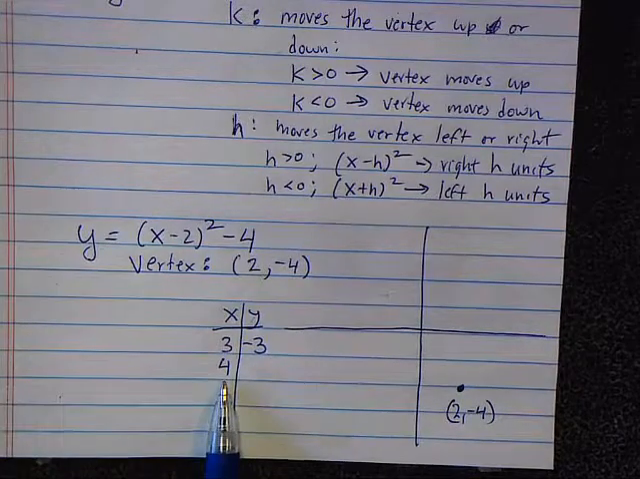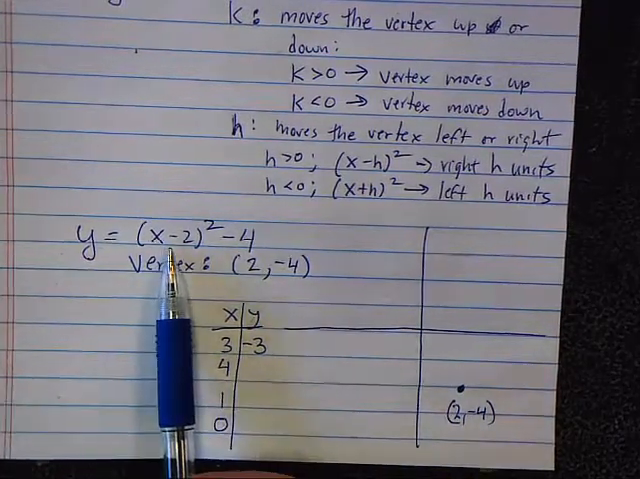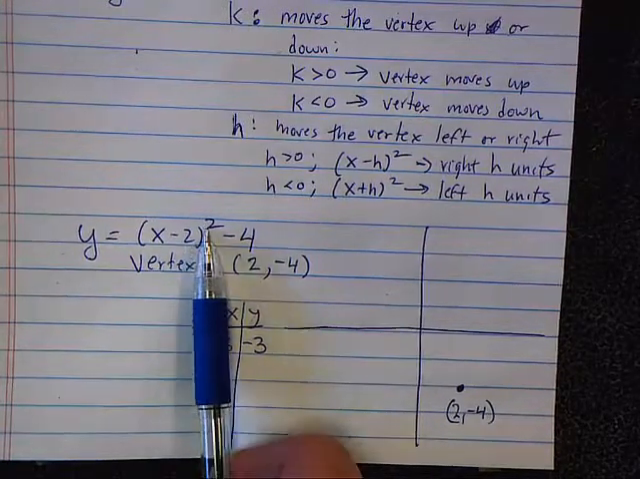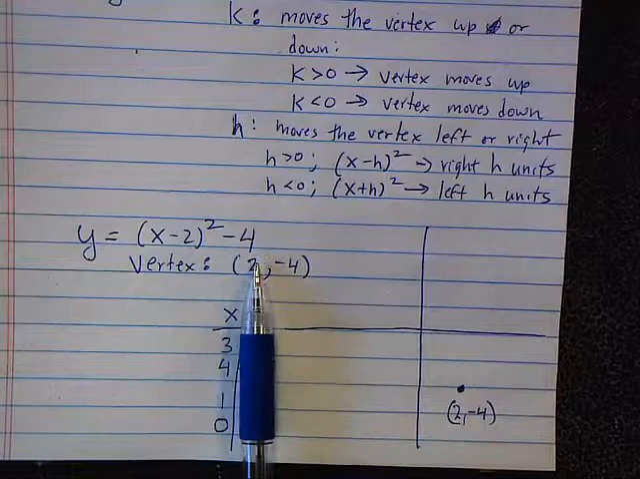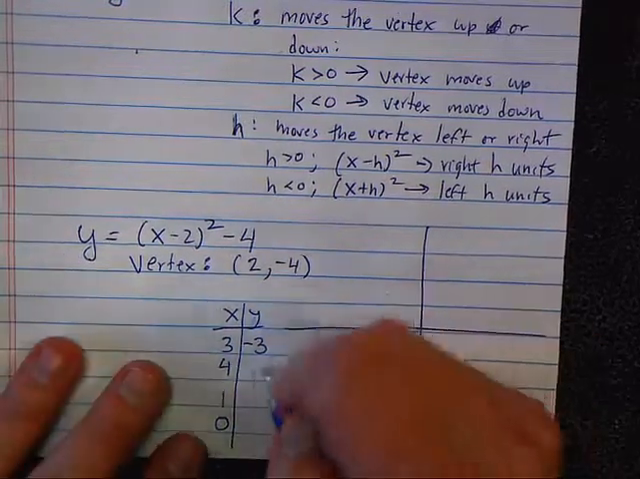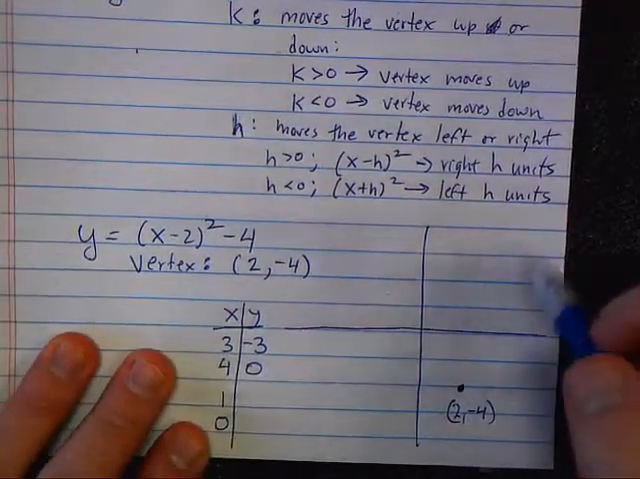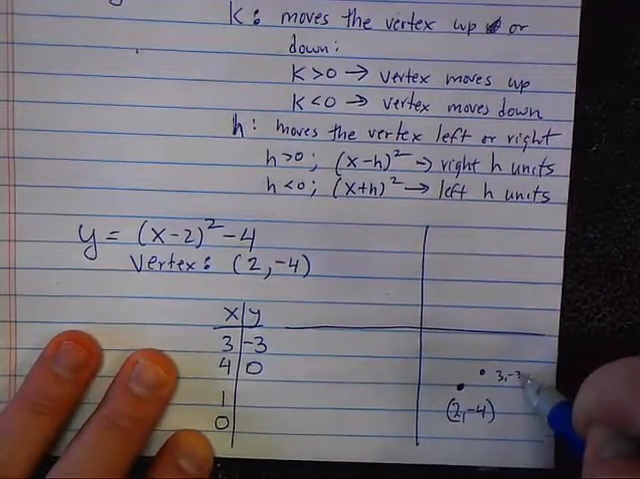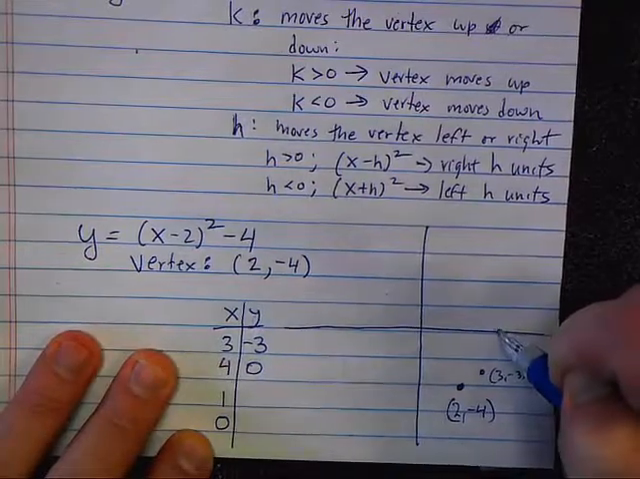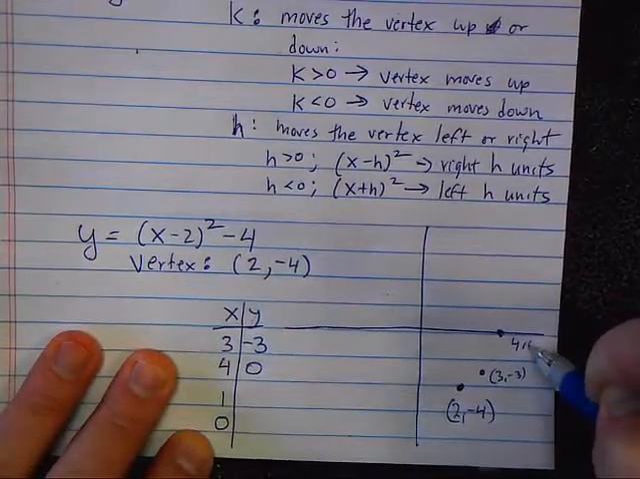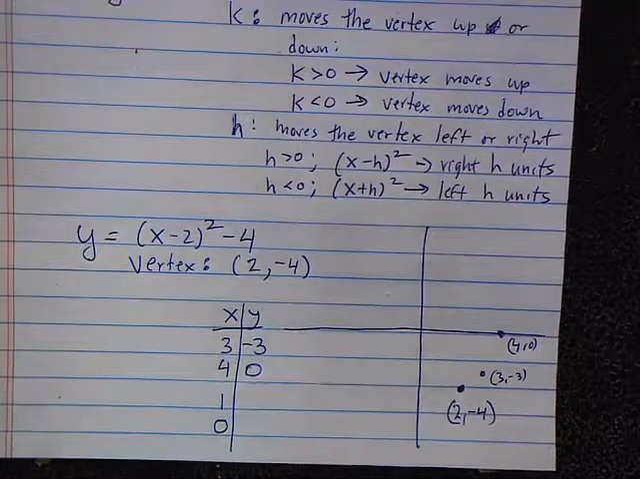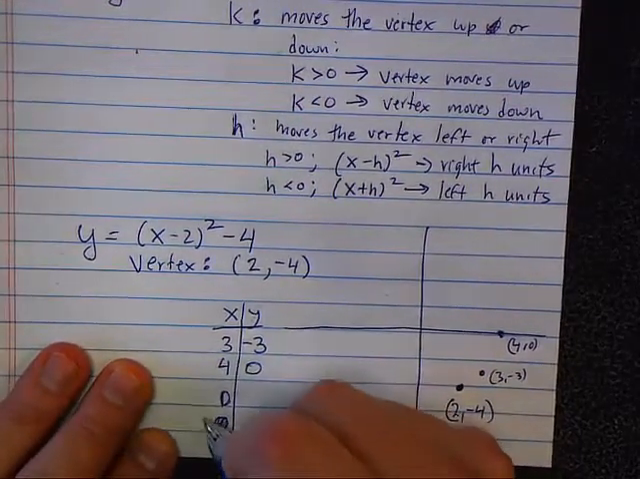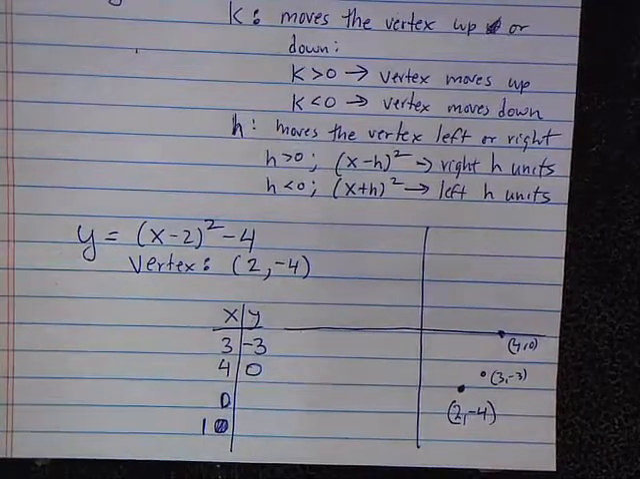Then I plug in 4. If I plug in 4, I get 4 minus 2, which is 2. 2 squared is 4. 4 minus 4 is 0. So I'll mark those 2 points. 3, negative 3 would be right about there. And 4, 0 is right about there. I'm going to write the smaller numbers as 0 and 1, in that order. Writing them in backward order doesn't make much sense.